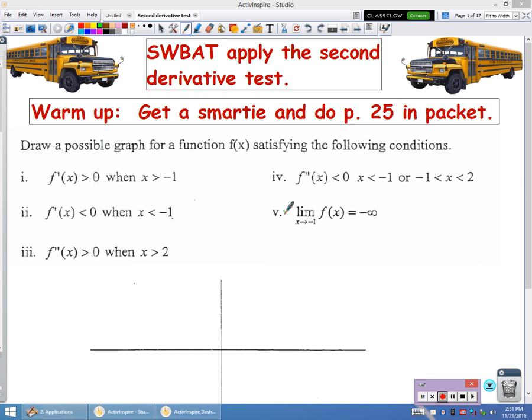In this video, we are going to examine using the second derivative test to identify local extrema on an original function. In my class, we have already used the first derivative test to identify local extrema, but now we're going to look at how you can also use the second derivative to identify local extrema.